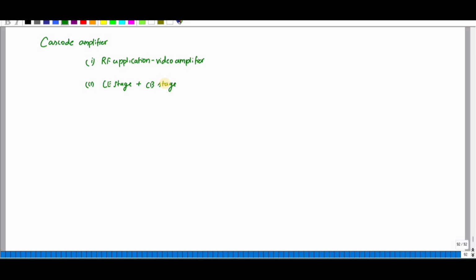Here the common emitter stage is directly coupled. So it combines some features of both the transistors. That is, the common base amplifier has a very low input impedance. Therefore, at the input stage we are connecting a CE stage, which has a very high input impedance.